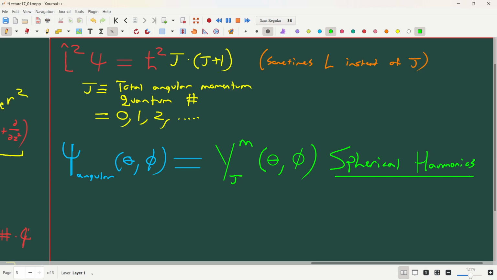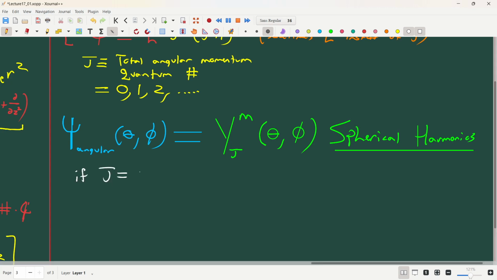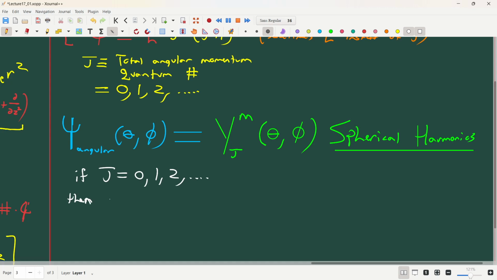Here we go. Before I talk about the physical nature of this extra number, m, I'm just going to show you how m is related to j. They're related to each other. Then we'll come back and I'll define m at the end of the class, and we'll talk about it next class. Trust me, it'll come back. So if j can be any integer greater than or equal to 0, then it turns out that m can be any value between minus j and plus j.